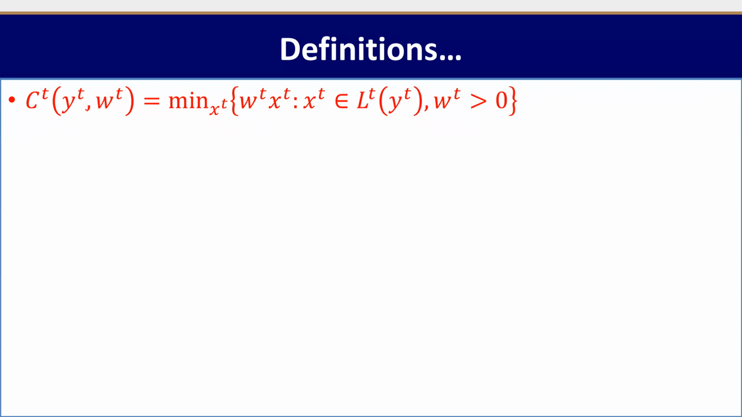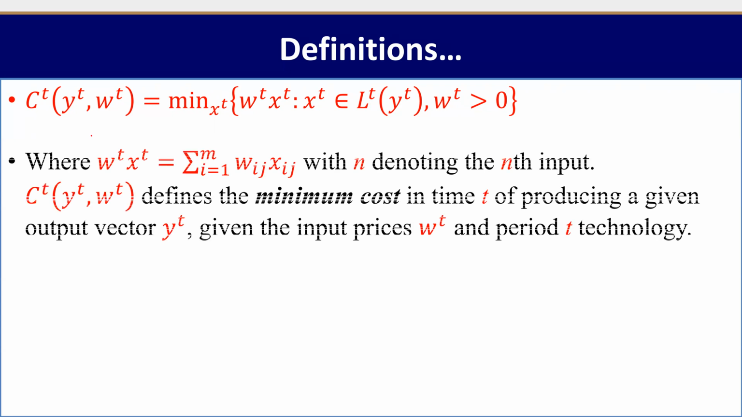So how do you get that cost? That cost is obtained by minimizing the set. And what is the set? Look at the set carefully.